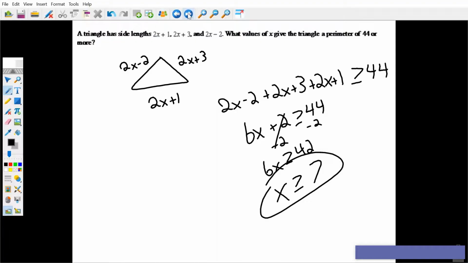We combine our like terms because those x's and numbers are on the same side. So 2x plus 2x plus 2x is 6x. Negative 2 plus 3 plus 1 is positive 2. Then to solve that, we subtract 2 from both sides, divide by 6, and we're left with x is greater than or equal to 7. Next question.